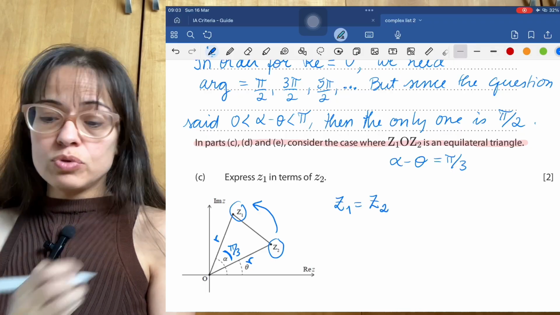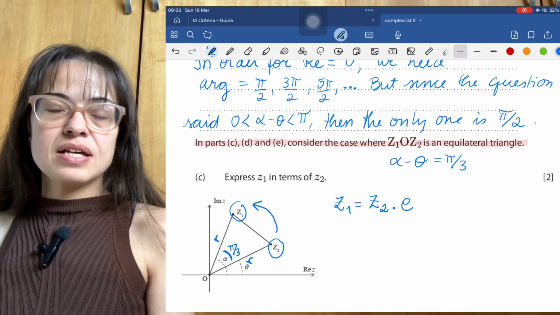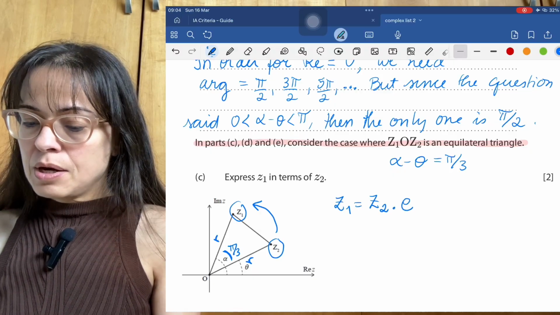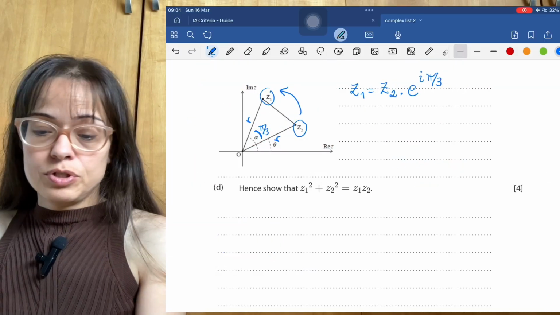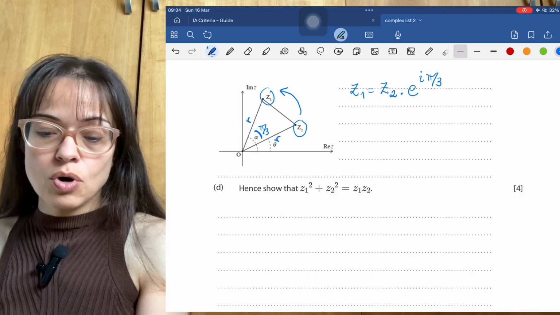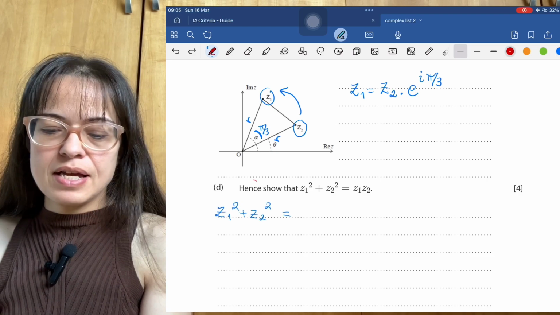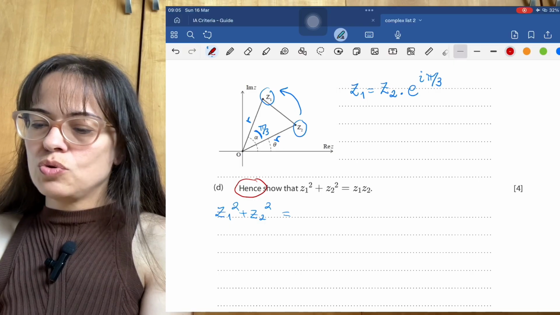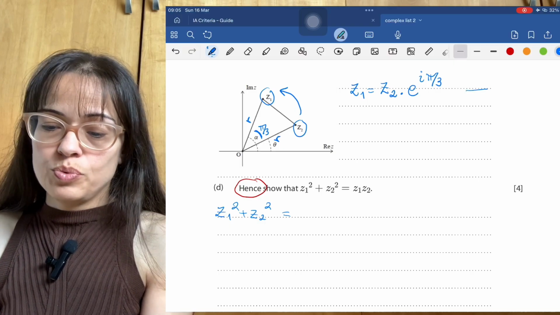And how do we rotate? We multiply by a complex number. In this case, a complex number with radius 1, but the argument is pi over 3. And now he wants me to show another strange equality. I am going to start by just plugging things in, because he did say hence, right? And when he does that, it's usually continue to do something right after what you just did, which was that.